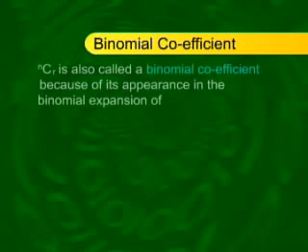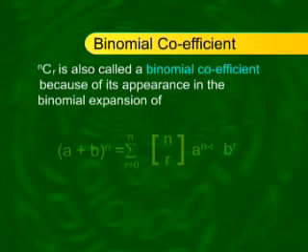The quantity nCr is also called a binomial coefficient because of the fact that it appears in the binomial expansion of (a plus b) whole raised to n. As you may be already aware, (a plus b) whole raised to n can be written as sigma r goes from 0 to n, nCr a raised to n minus r into b raised to r.